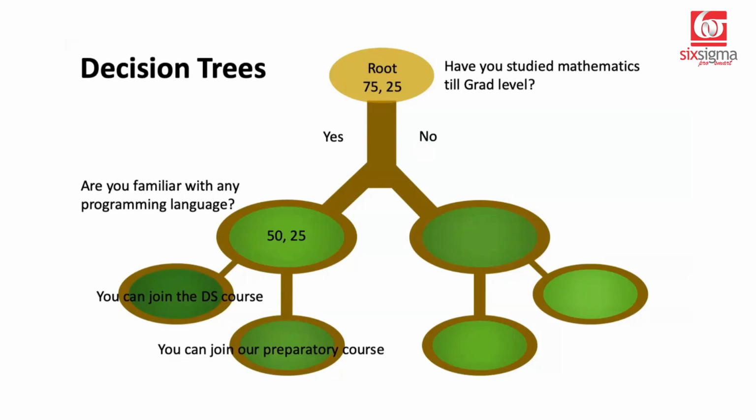But there could be such cases when we have multiple nodes connected. Anyway, let's continue with our discussion to the right of this root node. So these 25 people are not math graduates. What are the options for them?